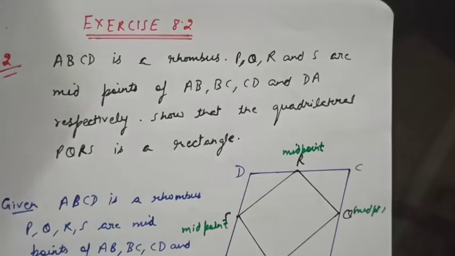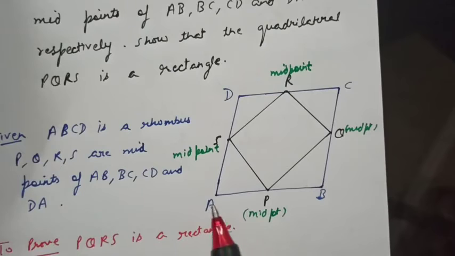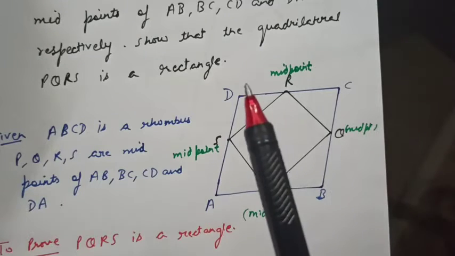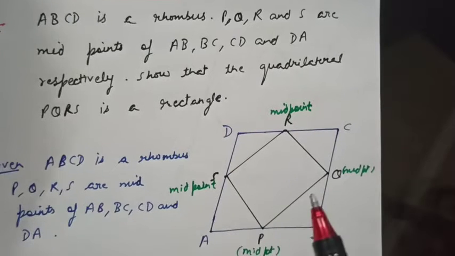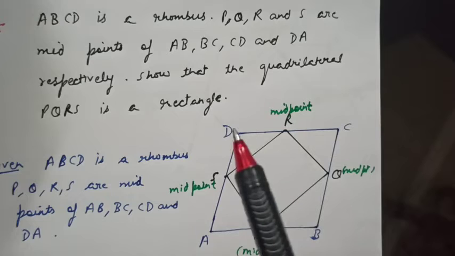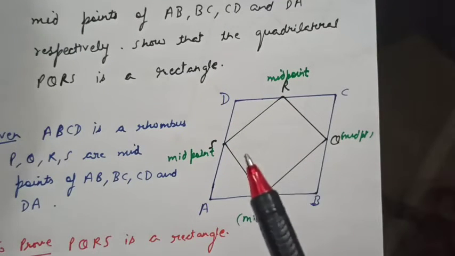We're doing exercise 8.2 question number 2. We are given ABCD is a rhombus. तो हमारे को क्या given है? ABCD क्या है? Rhombus, right? And PQRS are the midpoints of AB, BC, CD and DA respectively. And we need to prove that PQRS is a rectangle.